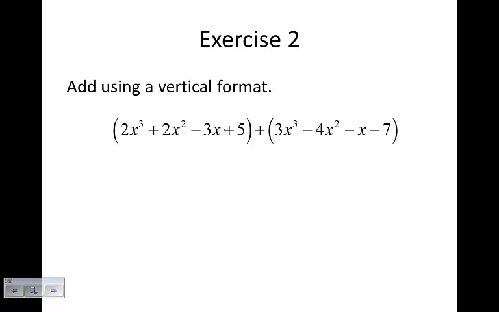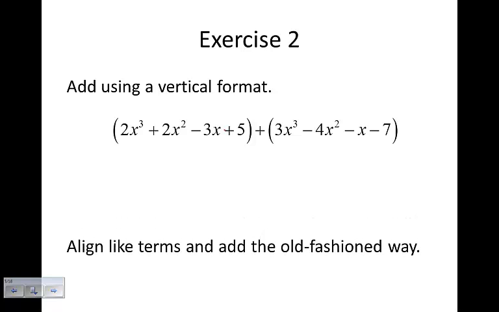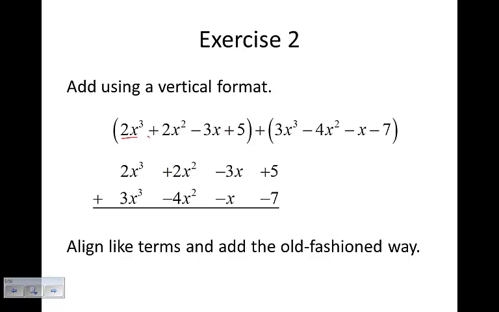Now if we wanted to add using a vertical format, we would align like terms and add the old-fashioned way. So we would take this monomial here and pop it right into there. This one would go down there, and notice that each of these x cubeds are over each other, these x squareds are over each other, the x's, and then the 5 and the 7. So we would just add straight down. We get 5x cubed, negative 2x squared, negative 4x, and negative 2. And there you'd have both of those added.